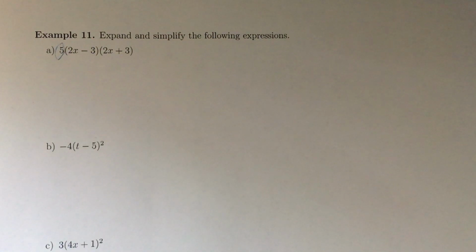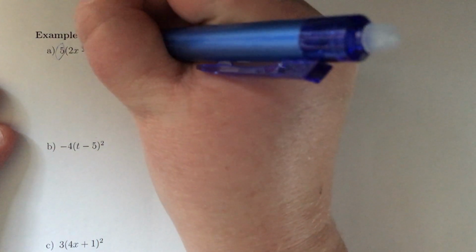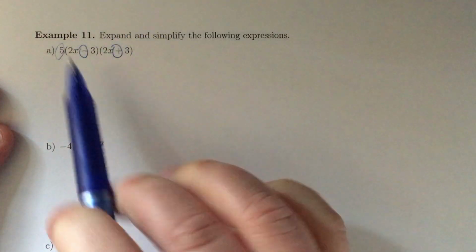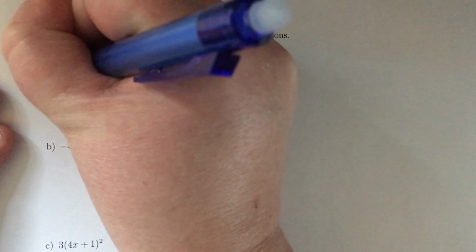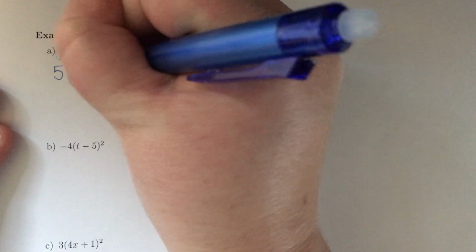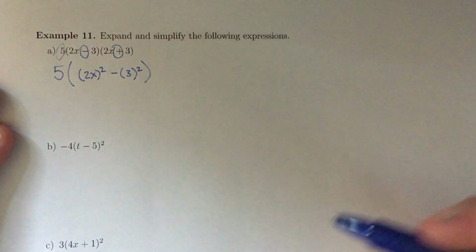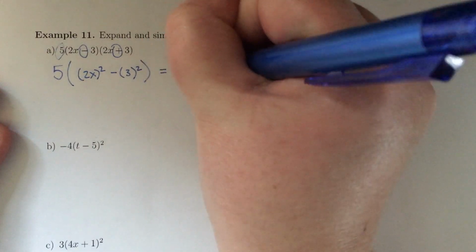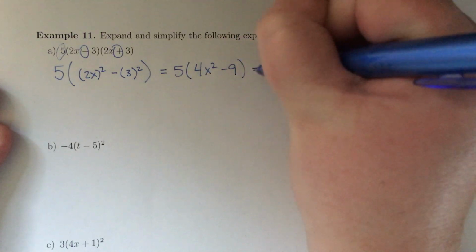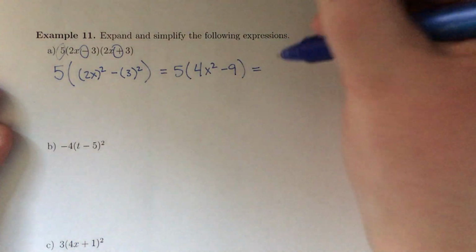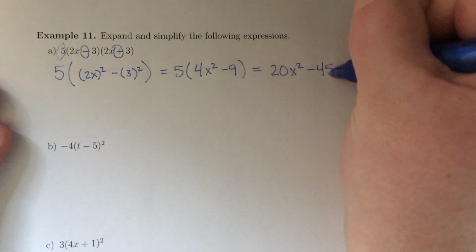But that would make it so I couldn't use my difference of two squares. If I notice that these two factors are the same except one has a minus and one has a plus, we can use that difference of two squares. So it's going to be 2x squared minus 3 squared. And the 5 is still out there, and we're going to have to multiply by it, but we can do so after we use difference of two squares. So we get 20x squared minus 45.